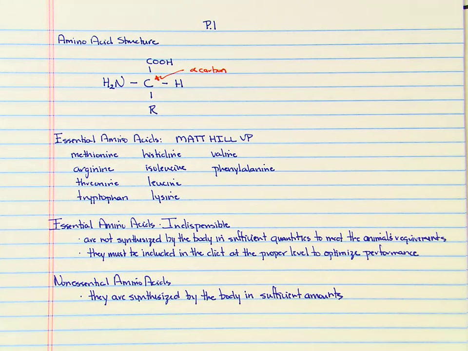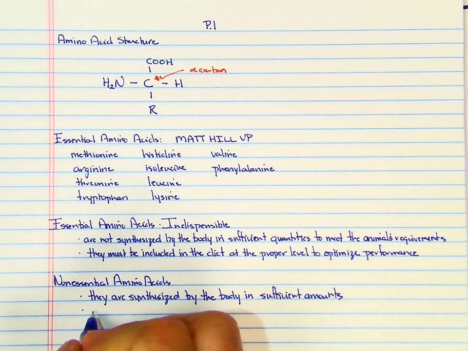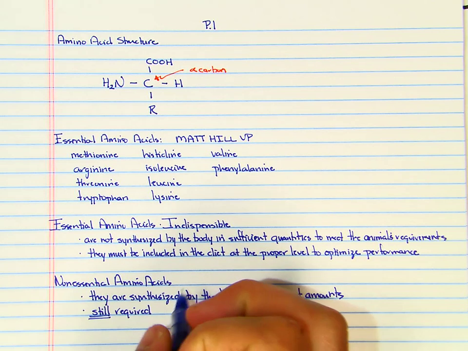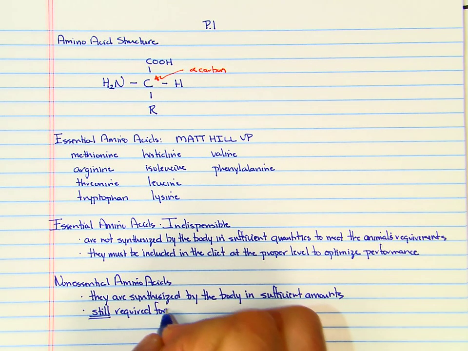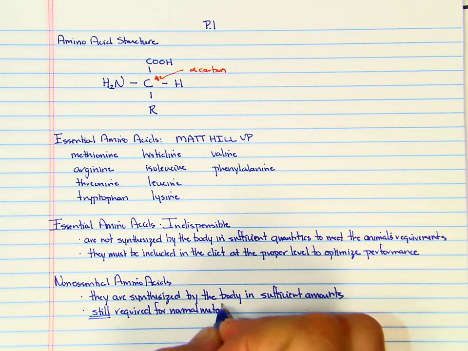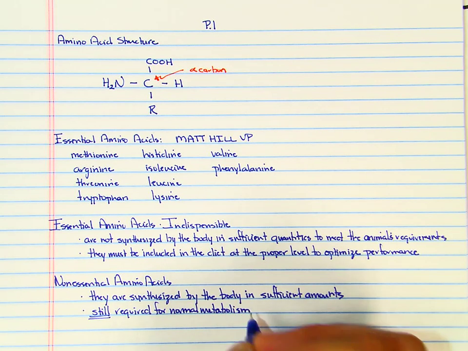So your body can synthesize these amino acids to a level that you don't really need to consume them in your diet. You still consume them in your diet, but you don't need to. Your body can make them. Okay? Important fact to keep in mind about the essential amino acids is they are still required. So they must be in the body for normal metabolism. It's just that the body can make them.